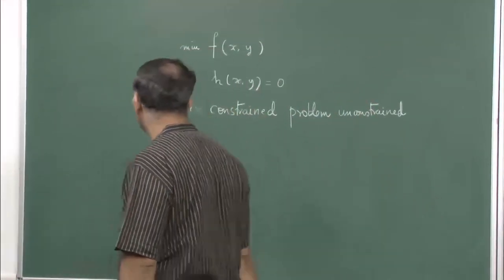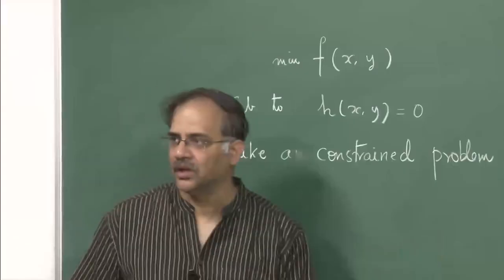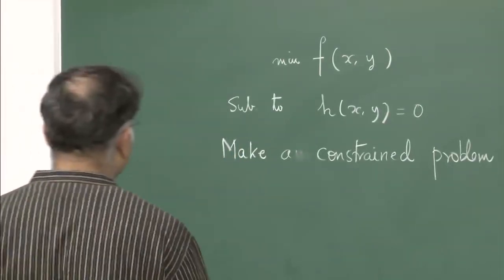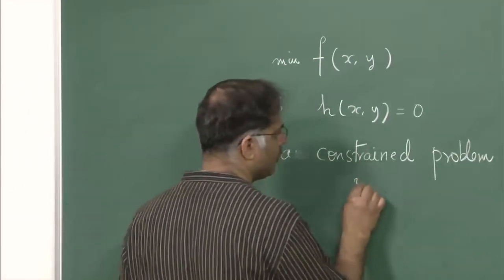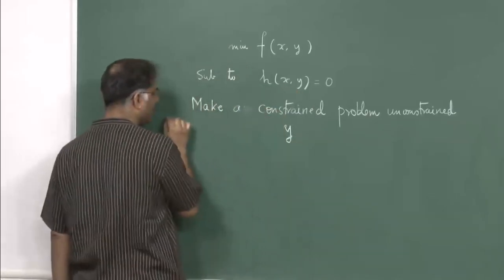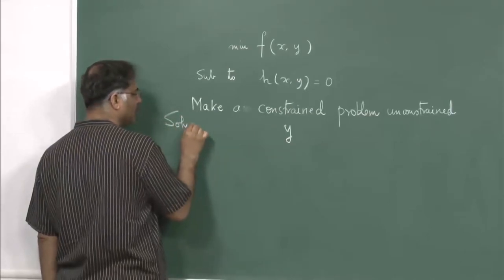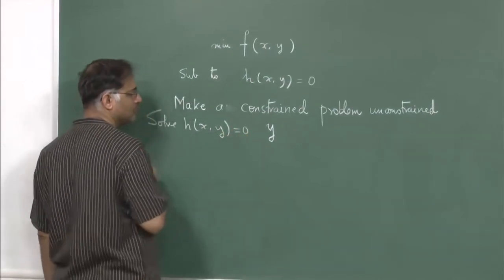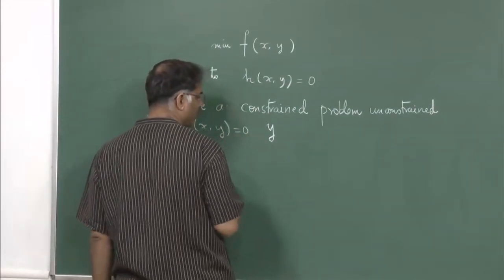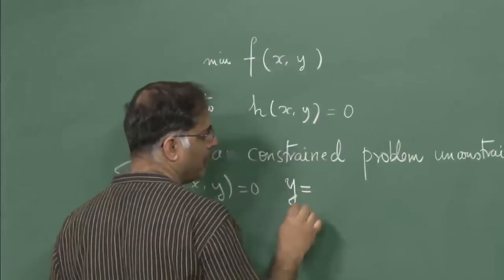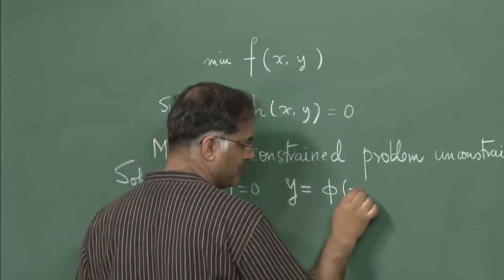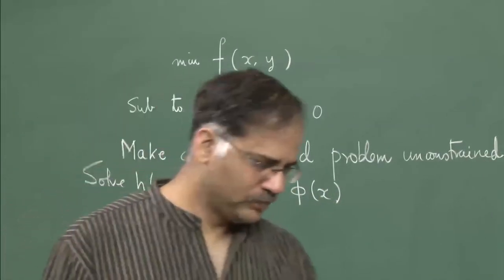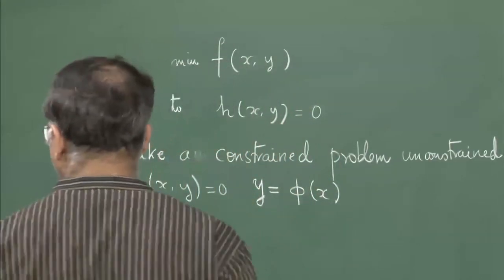So, how do I make it? Suppose I am able to solve this equation h(x, y) = 0, and I now can write y as a function of x. So, from here I solve h(x, y) = 0, and I can write explicitly y as a function of x. Basically, I should write y = y(x), but okay. So, there is an explicit relation between y and x.